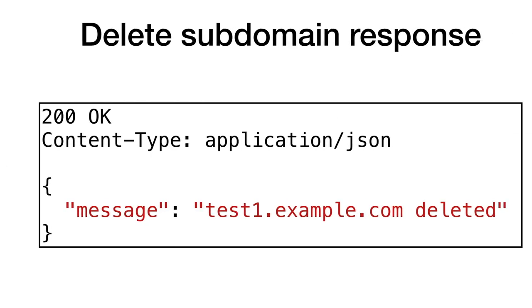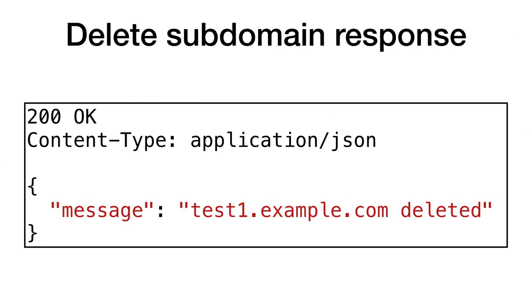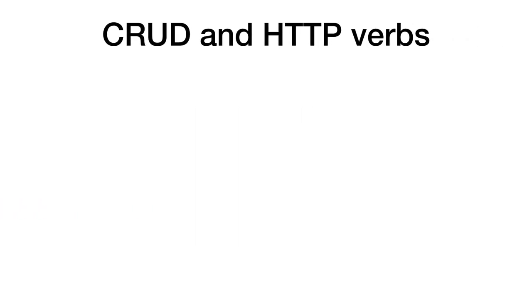And the response might be something like this. So now you can consider for a moment how simple this would be if you're using the curl command line web user agent, how simple that would be to accomplish what you wanted to do with these subdomains. It's fairly simple and straightforward. Some resources, like subdomains, follow the CRUD patterns pretty well, and the standard HTTP verbs make a lot of sense there.